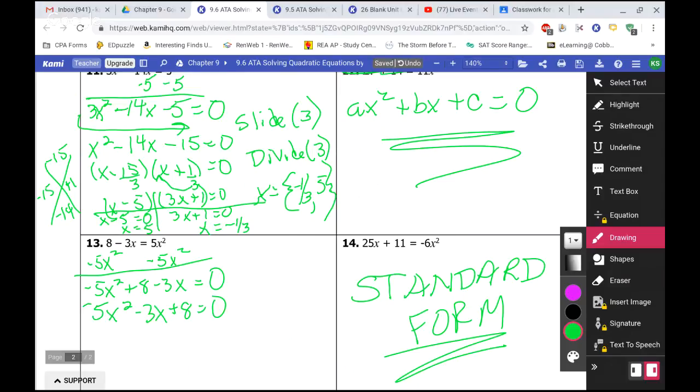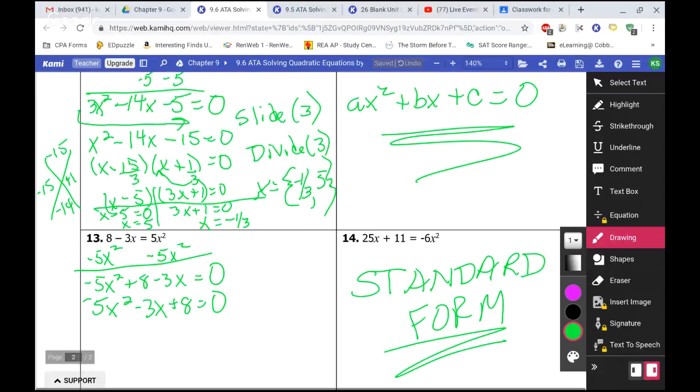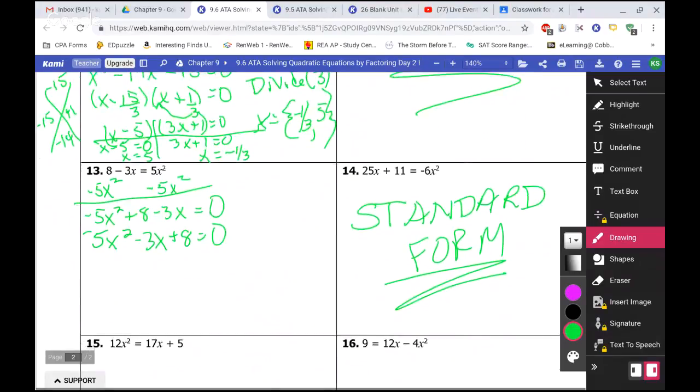Does everybody understand how to get there? Are there any questions? It has to be in standard form. You cannot factor, you cannot solve unless it's in standard form. It is absolutely essential. Everybody with me?